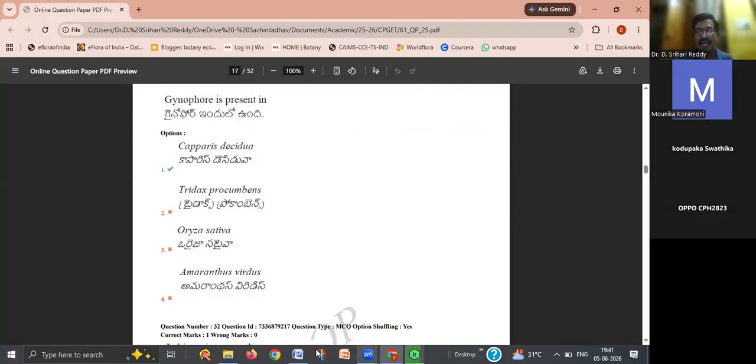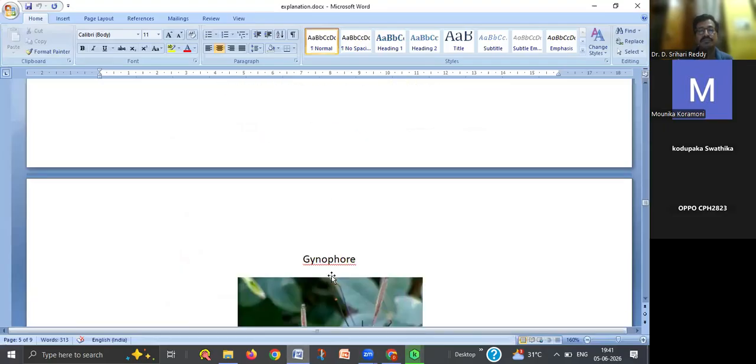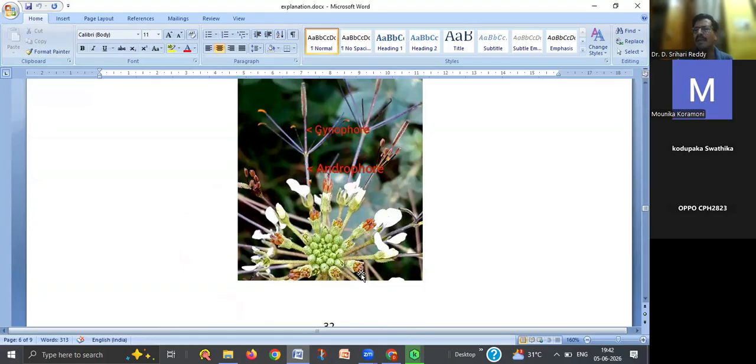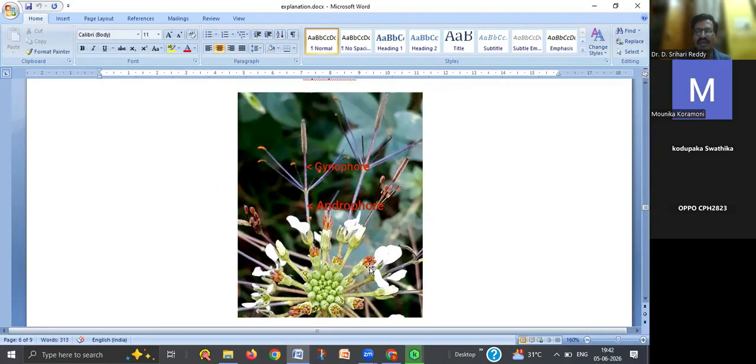For that, I will show you one picture. Here in Capparaceae family, or sometimes it is also called Capparidaceae family, this plant, here you see Gynandra pentaphylla, or it is also named as Cleome gynandra. Now, the recent name is Cleome gynandra. Sometimes it is also called Gynandropsis pentaphylla or Cleome gynandra. So here you might have seen these flowers.